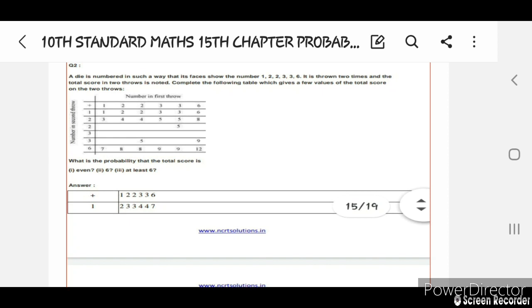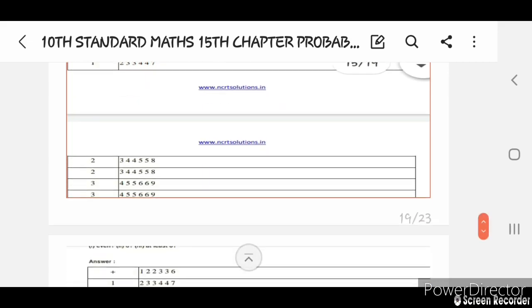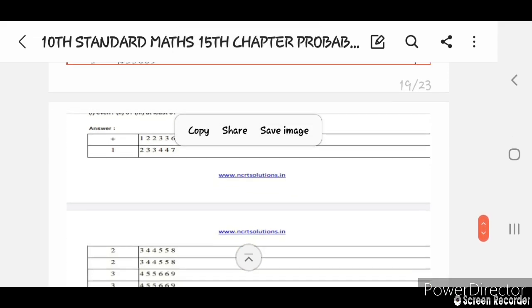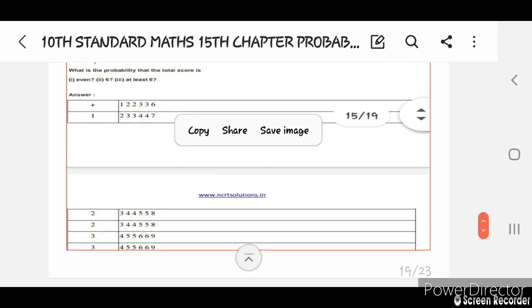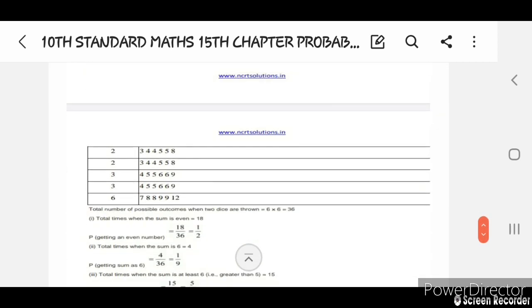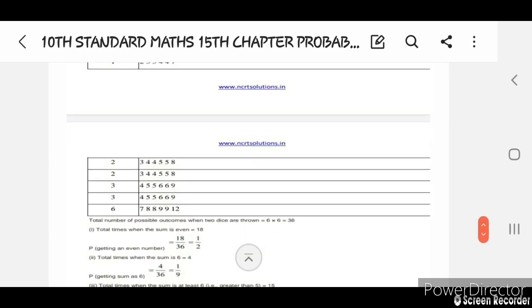If it is even, the first row will be 2, 3, 3, 4, 4, 7. Next you will get 3, 4, 4, 5, 5, 8. In the third row you will get 4, 5, 5, 6, 6, 9. Like that for 6 faces. So 6 times 6 is 36 total possible outcomes.